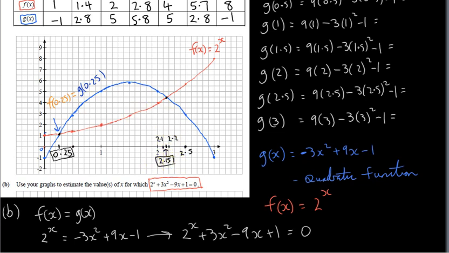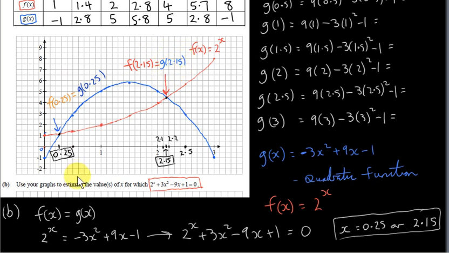So, in other words, f of 2.15 is equal to g of 2.15. So we want the values of x, so the answer to part B is x equals 0.25 or x equals 2.15.